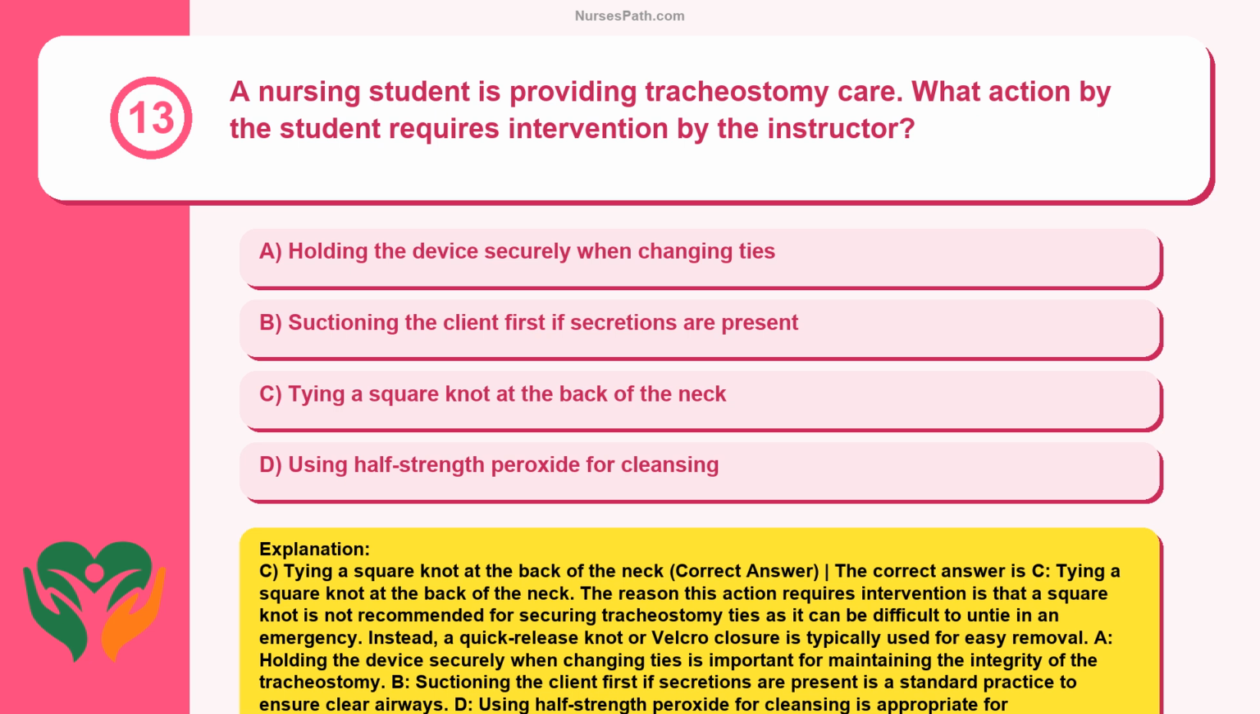A. Holding the device securely when changing ties is important for maintaining the integrity of the tracheostomy. B. Suctioning the client first if secretions are present is a standard practice to ensure clear airways. D. Using half-strength peroxide for cleansing is appropriate for tracheostomy care to prevent infection. In summary, the incorrect choice is C because tying a square knot can pose risks in an emergency situation, while the other choices are appropriate actions in tracheostomy care.